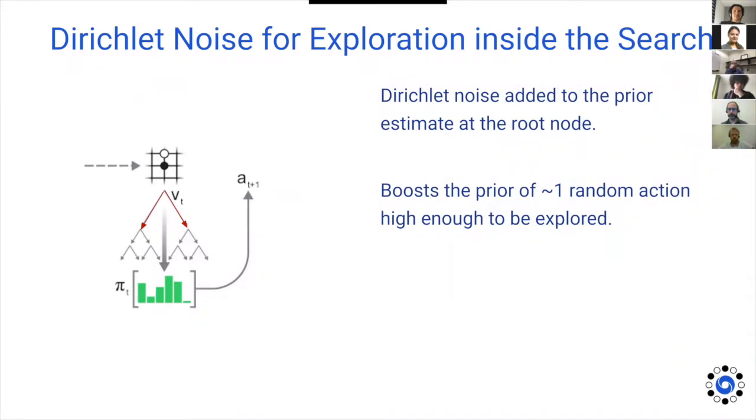Because these always have the minimum UCB value. So instead, we also mix Dirichlet noise into the prior at the actions of the root. And intuitively, you can understand this as boosting the prior of maybe a handful, maybe one random action high enough so that it is actually explored by the search.